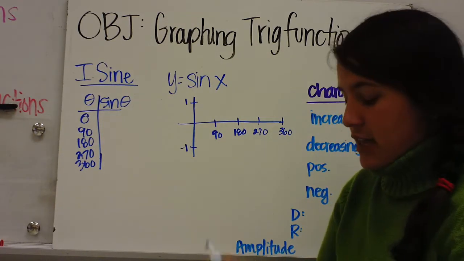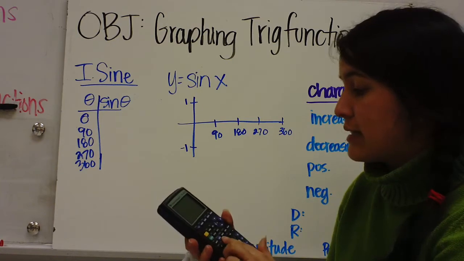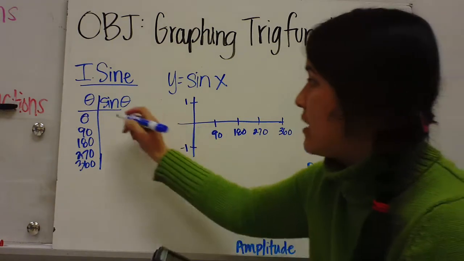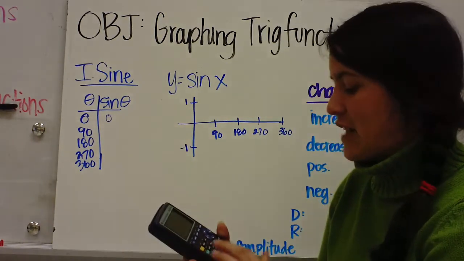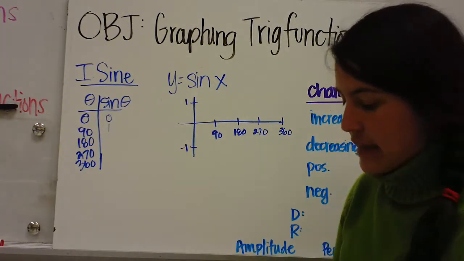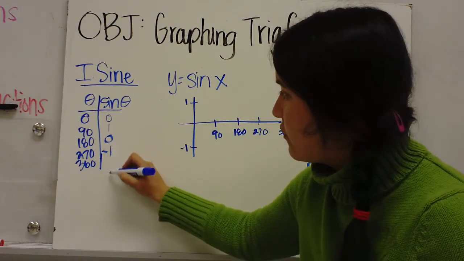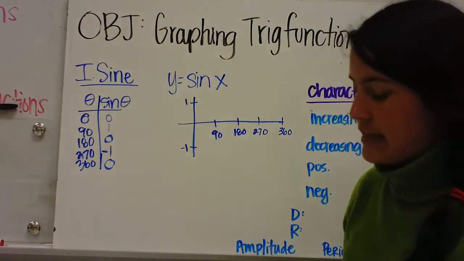When you type them into your calculator, all I'm going to do is press sine of 0, and that is 0. Sine of 90 degrees is 1. Sine of 180 is 0. Sine of 270 is negative 1, and sine of 360 is 0.